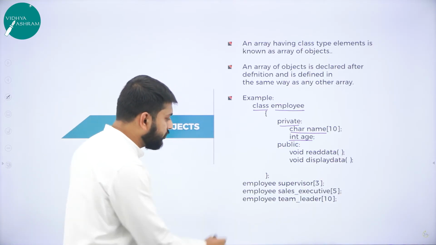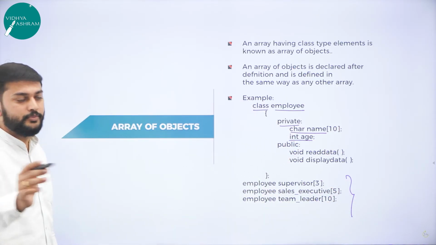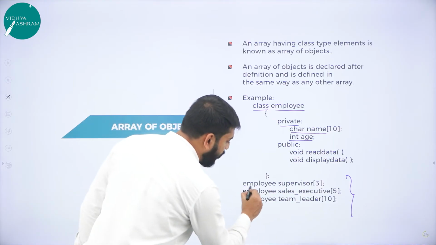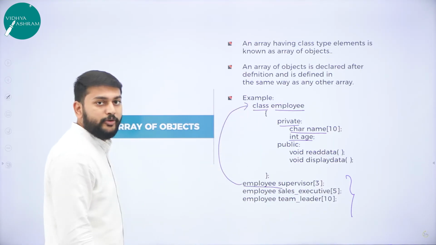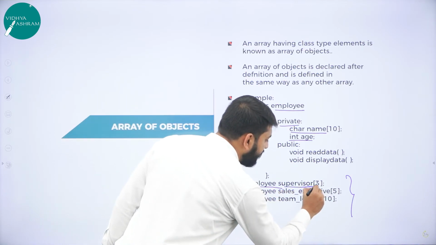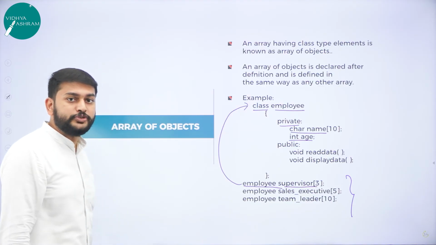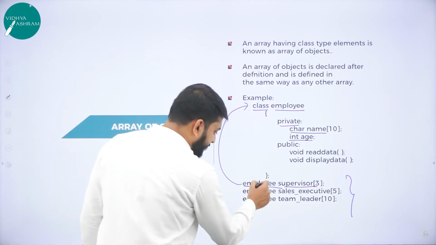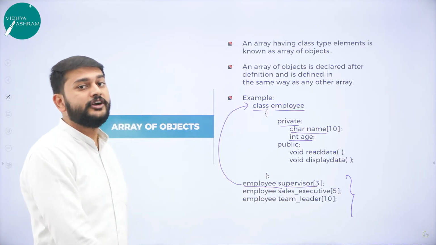Then after that, you need to observe here. My dear students, this is very, very important. This is what I'm trying to explain now. What is this Employee? Employee is the name of the class. What is this supervisor? Supervisor is an object of type array. Like that, I have created 3 different objects with different names.